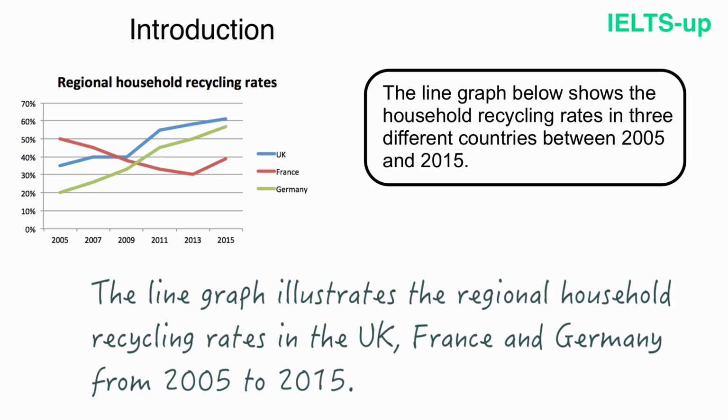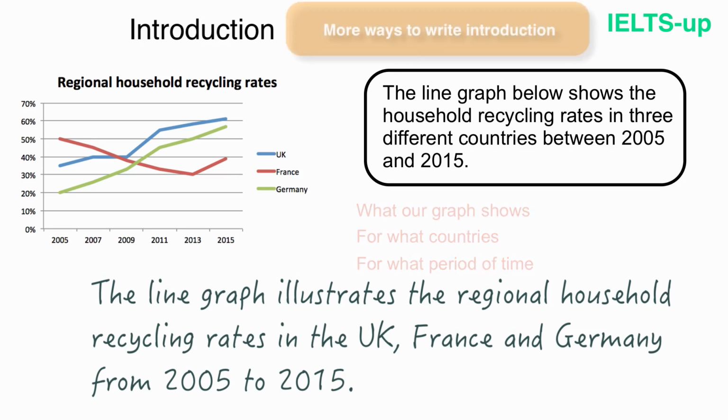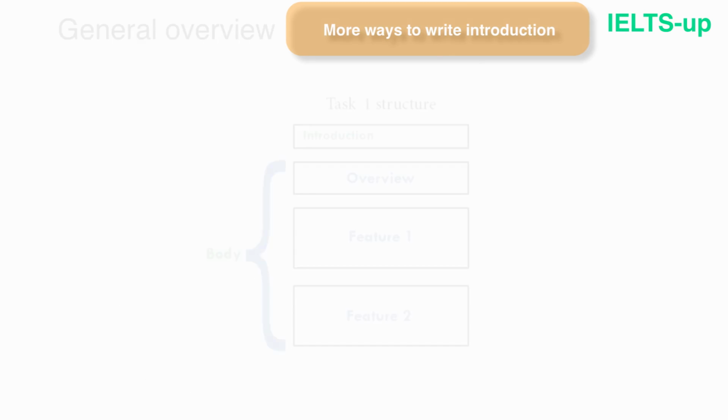Finally, we have a time period, which you should always give when it's possible. So, I changed the phrase between 2005 and 2015 to from 2005 to 2015. So that's all with our introduction. It's absolutely clear, it's absolutely accurate, so anyone who reads it without seeing our graph will have a clear understanding of what our graph shows, for what countries, and for what period of time. To learn more ways of effective paraphrase for your introduction, you can see the link above.